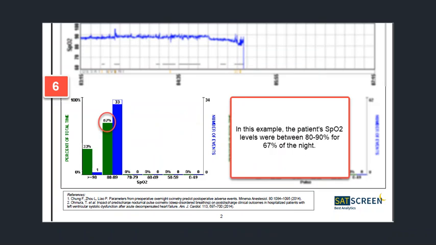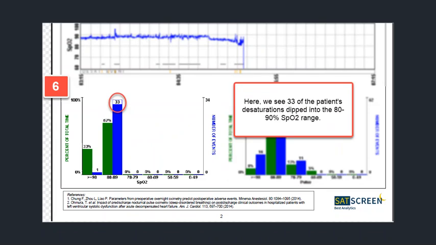In this example, the patient's SpO2 levels were between 80 to 90% for 67% of the night. Whereas here we see 33% of the desaturations dipped into the 80 to 90% SpO2 range.